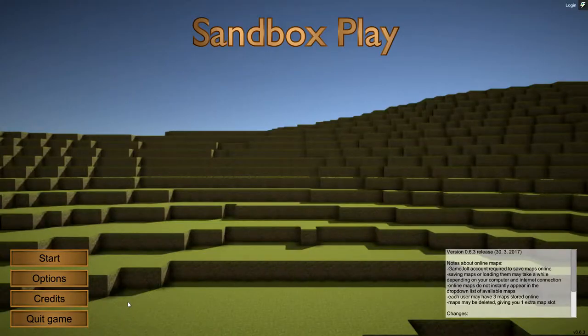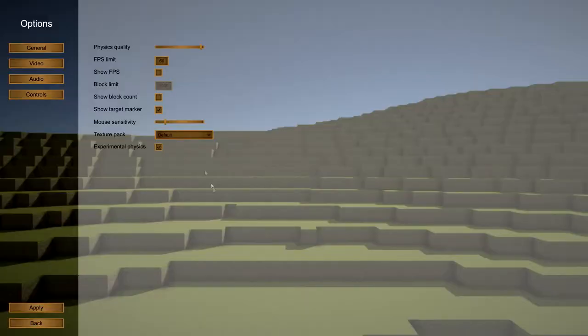Fortunately, I had downloaded a third game for just such an eventuality. And so we have game number 3, which is called Sandbox Play. Not the most imaginative title in the world, and also not the most imaginative menus in the world. However, a game that has physics quality as a slider and experimental physics as a tick box is always a good idea in my book.